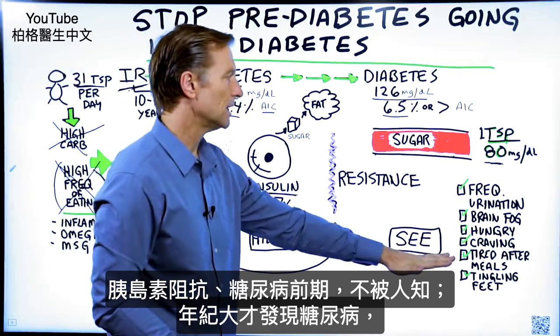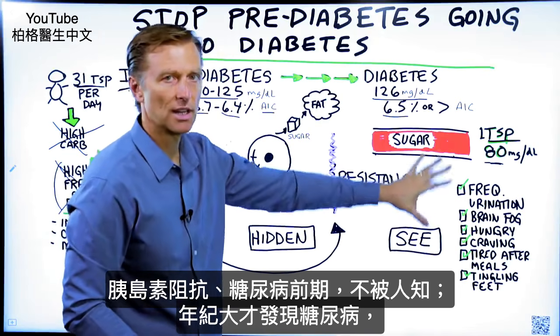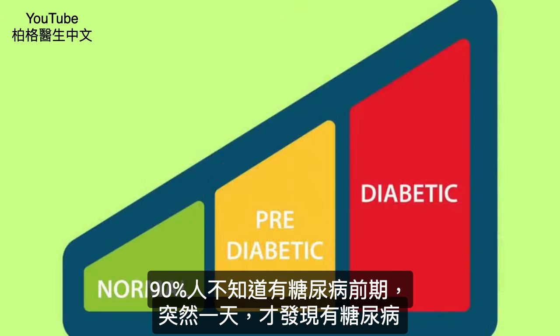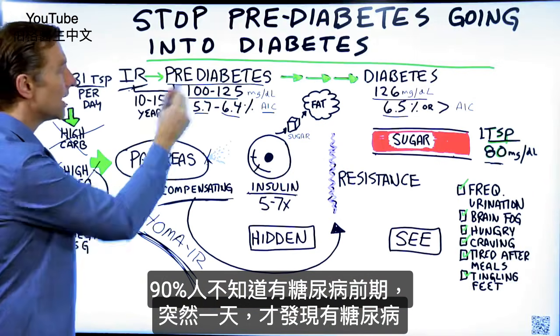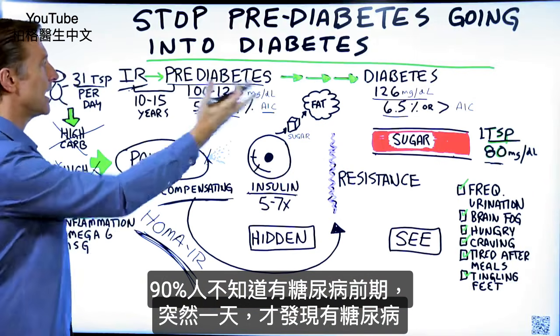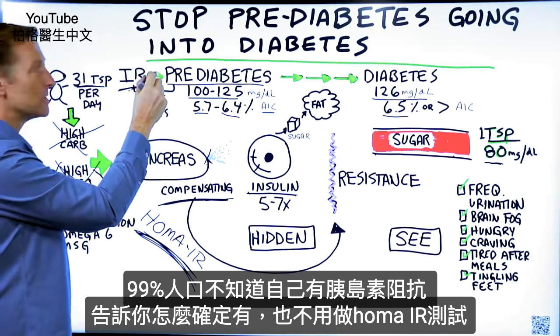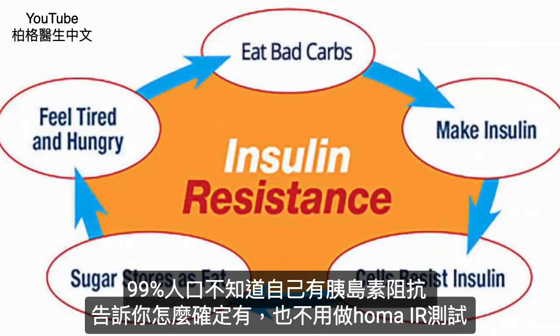This is the area that you see. This happens later in life. This happens way before. 90% of people that are pre-diabetics don't even know they're pre-diabetics. They just wake up one day and they're a diabetic. Now, I would say probably 99% of the people don't know they have insulin resistance.